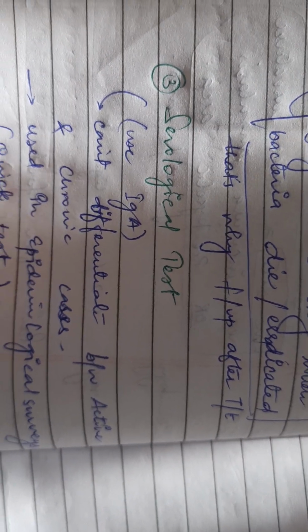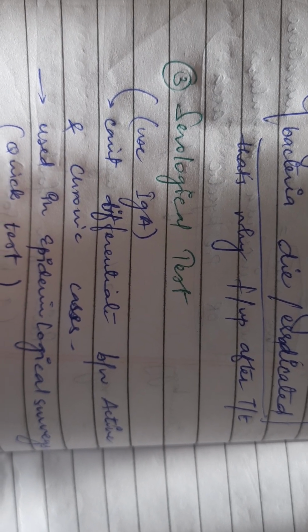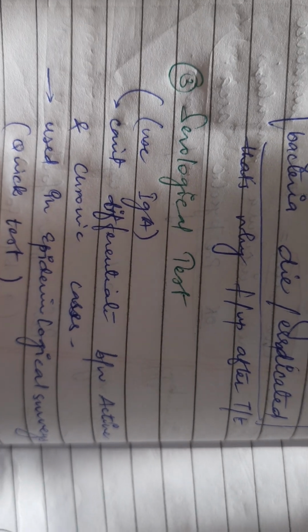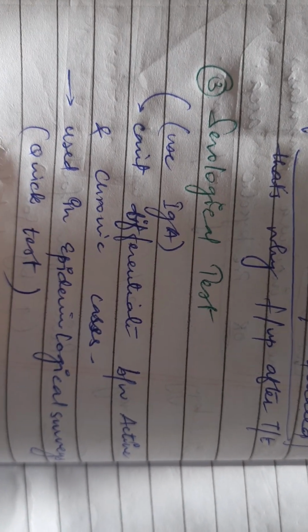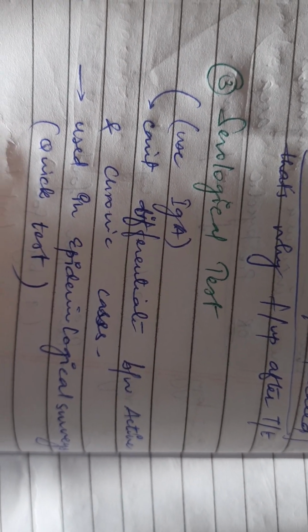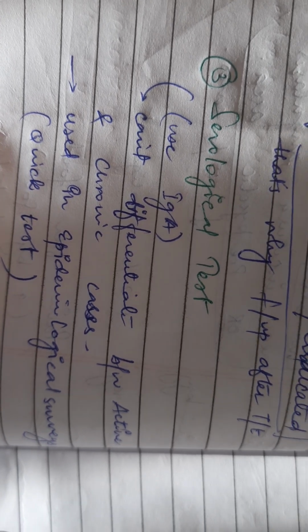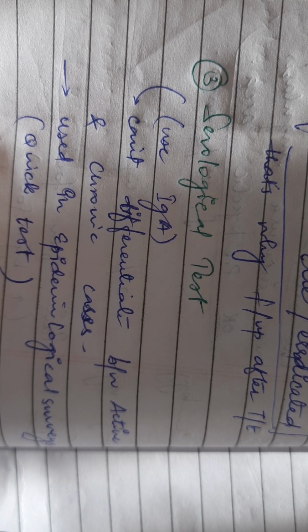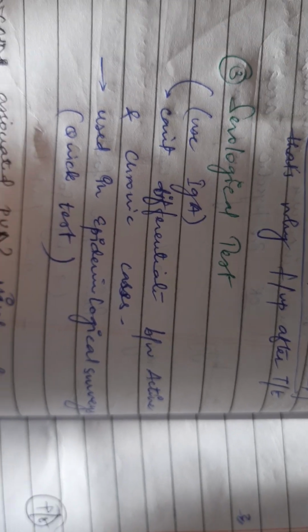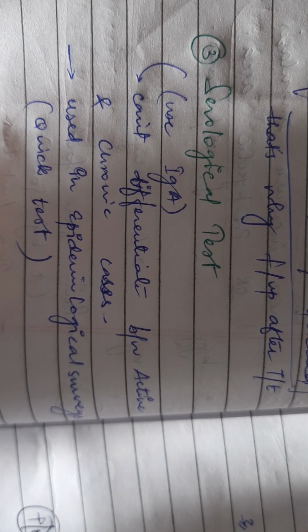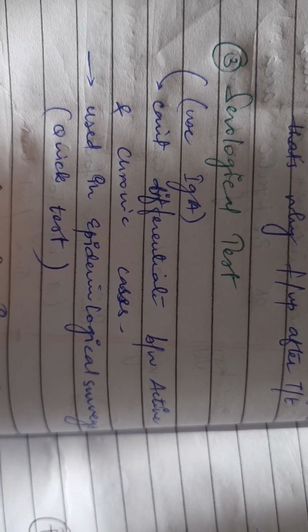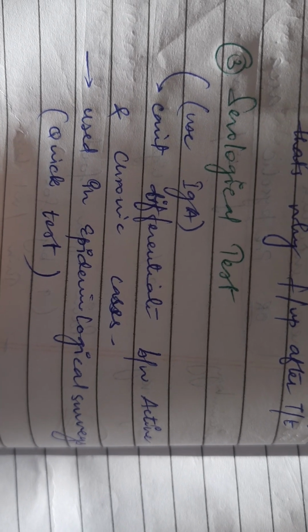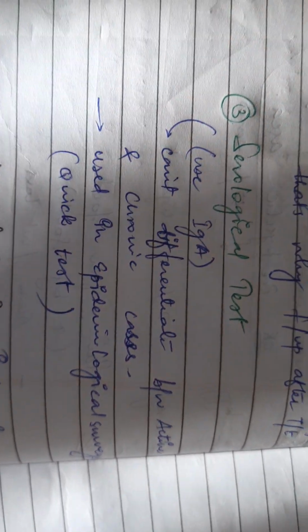Then the third test is the serological test. It uses IgA antibody, immunoglobulin, and it cannot differentiate between active and chronic cases of H. pylori, so this is not important. But it is used in epidemiological surveys because it's a quick test.